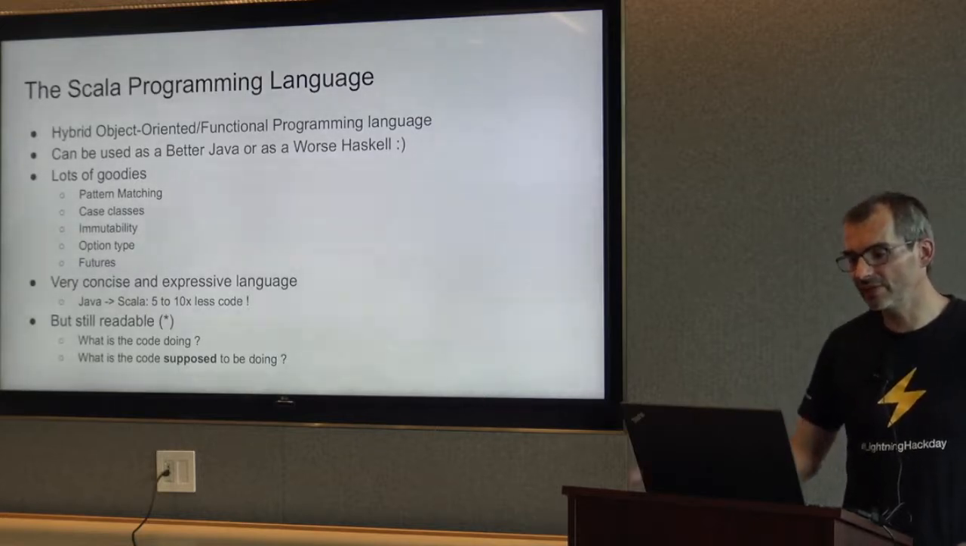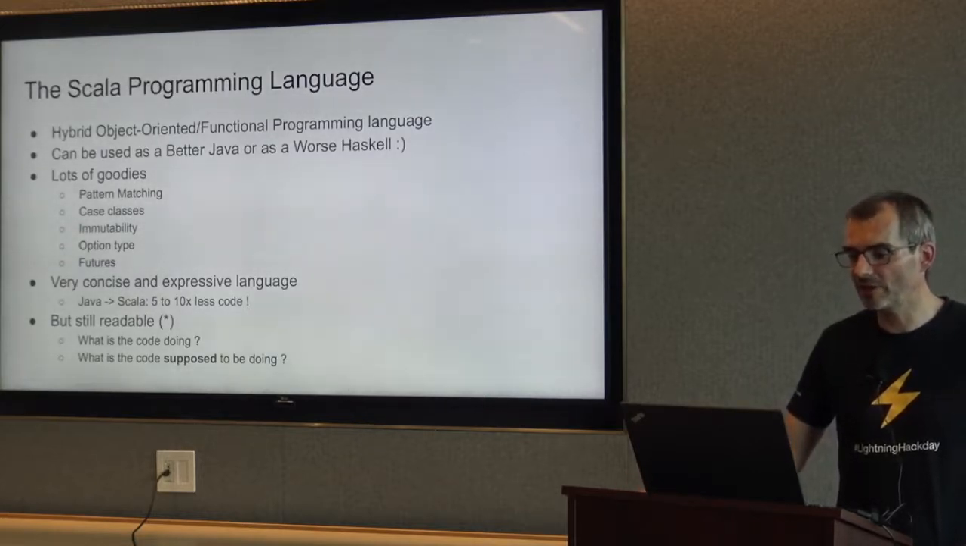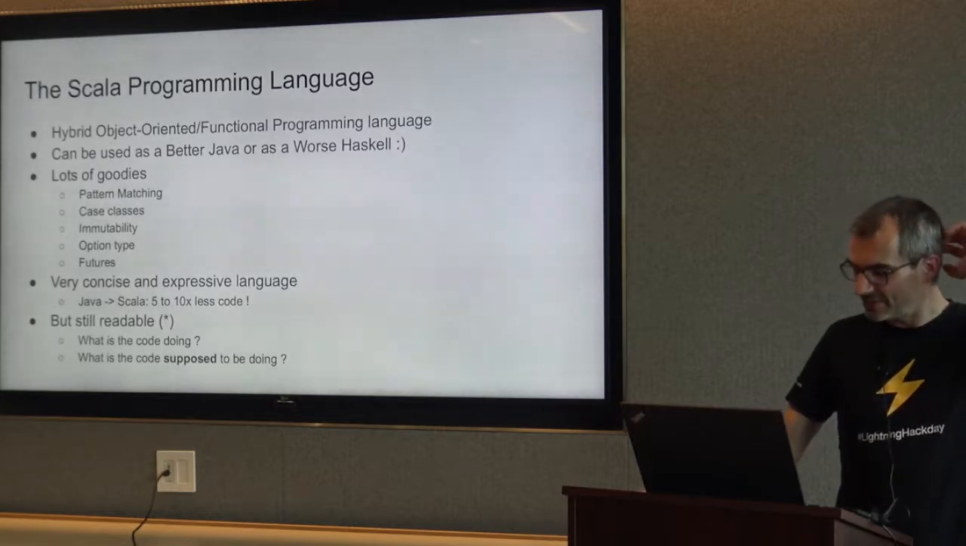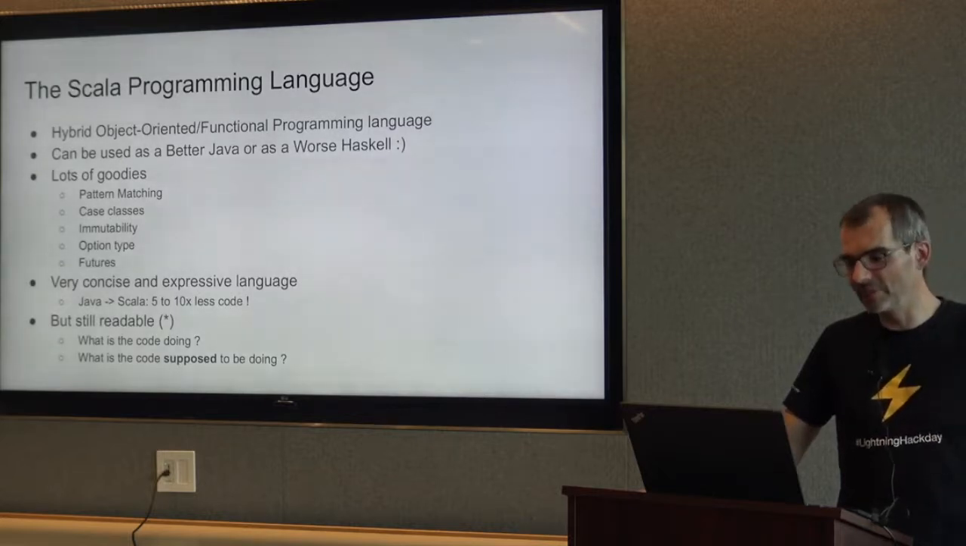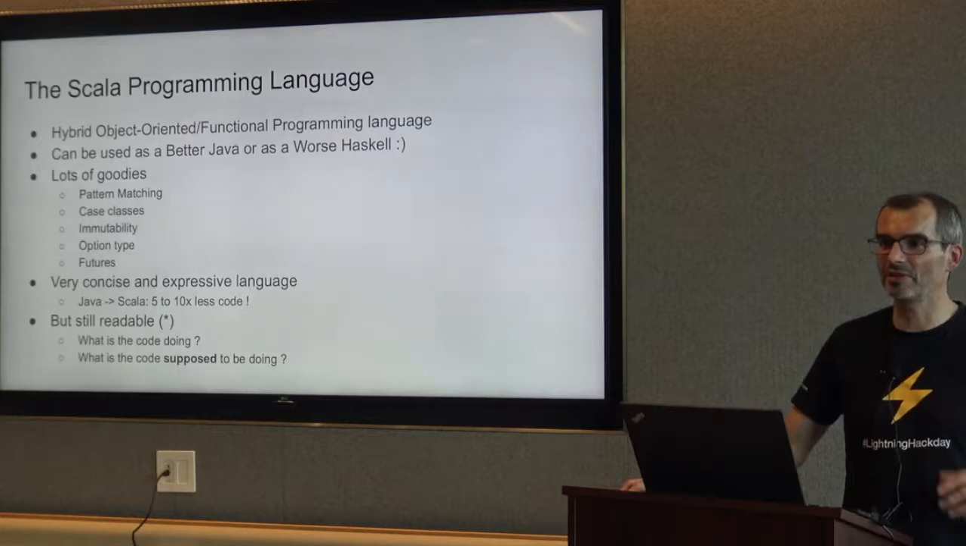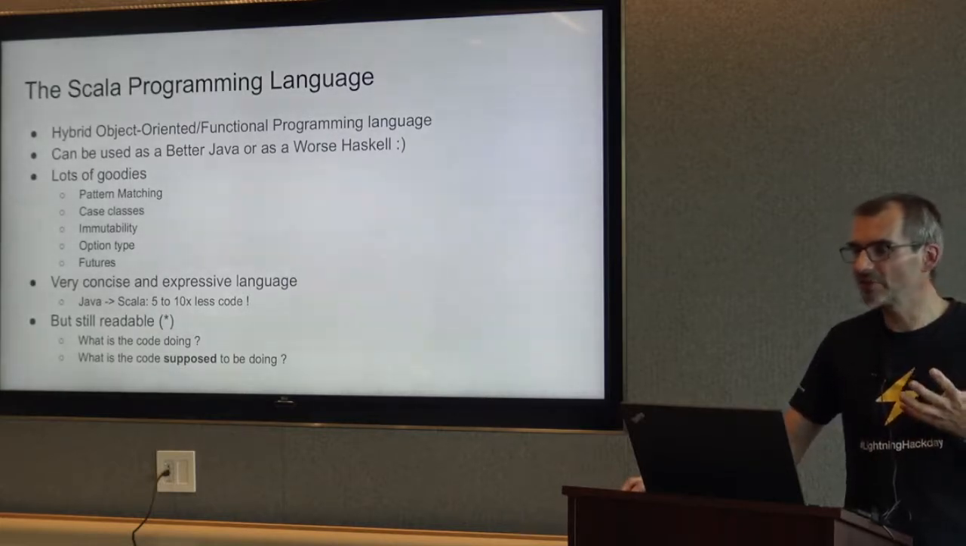Scala. So Scala is like a mixture of object-oriented and functional programming. It has a good side and a bad side, and someone I like very much said it can be used as a better Java or as a worse Haskell. And that's very true, and that's one of the problems with Scala. But it comes with lots of goodies.